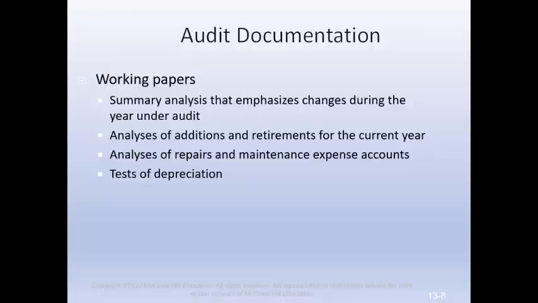The key audit working paper for property, plant, and equipment is a summary analysis that emphasizes changes during the year under audit. The working paper shows the beginning balances for the various types of plant assets. These amounts are the ending balance shown in the prior year's working papers. Next, the working paper shows the additions and retirements during the year. These are the transactions upon which the auditor's attention will be focused. A final column shows the ending balances that must equal the beginning balances plus the additions and minus the retirements. A similar set of 4 columns is used to summarize the changes in the accounts for accumulated depreciation.